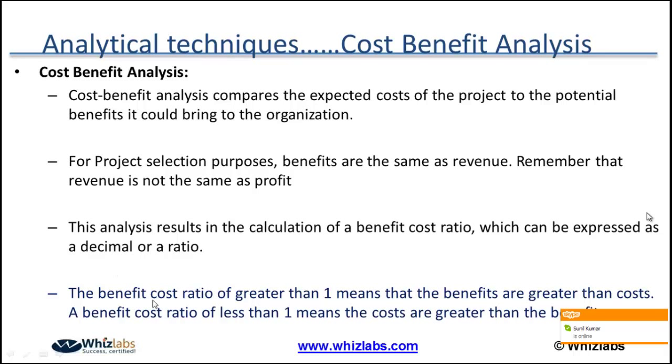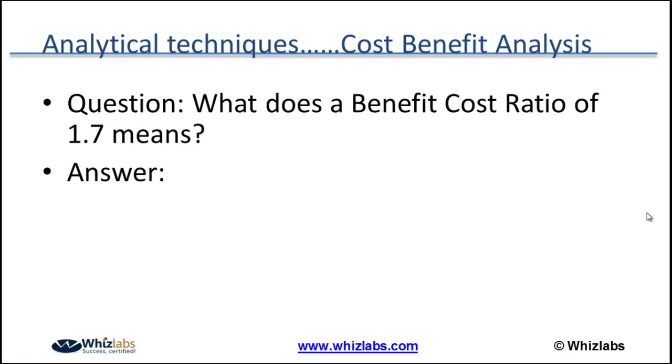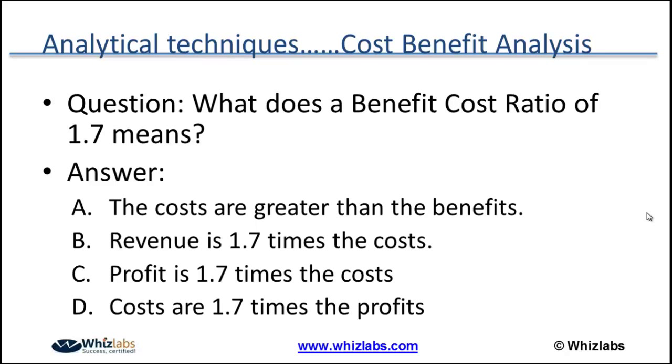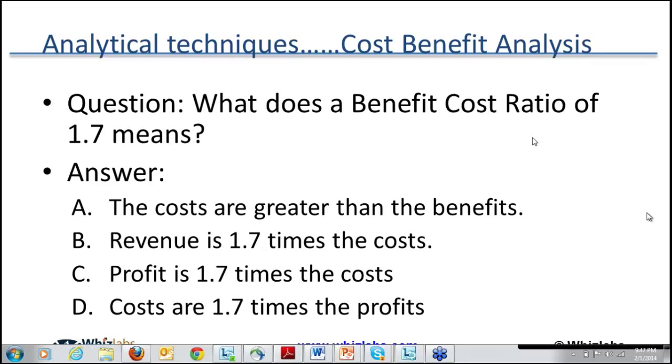Okay, let's understand the benefit cost ratio. If the benefit cost ratio is greater than 1, that means benefits are greater than cost, and a benefit cost ratio less than 1 means the costs are greater than the benefits. Okay, so let me put a simple question in front of you, and let's try to understand what a benefit cost ratio of 1.7 means. Can anybody answer this question, please? You can use the question and answer panel to give your answer.